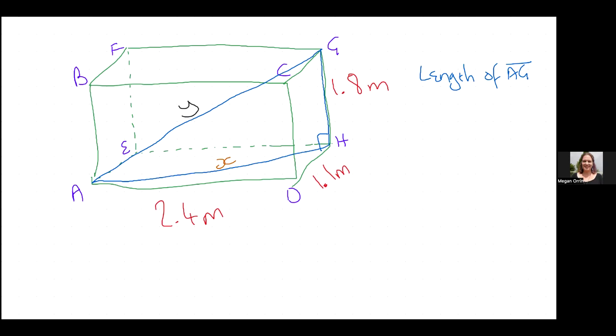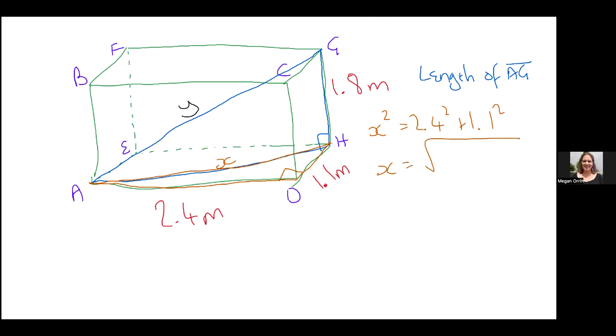So to find X, I'm going to use this triangle. If I was a good drawer, that would be a right angled triangle. So to find X, that means X squared equals 2.4 squared plus 1.1 squared, right? This is my Pythagorean section here. So then X equals the square root of that.